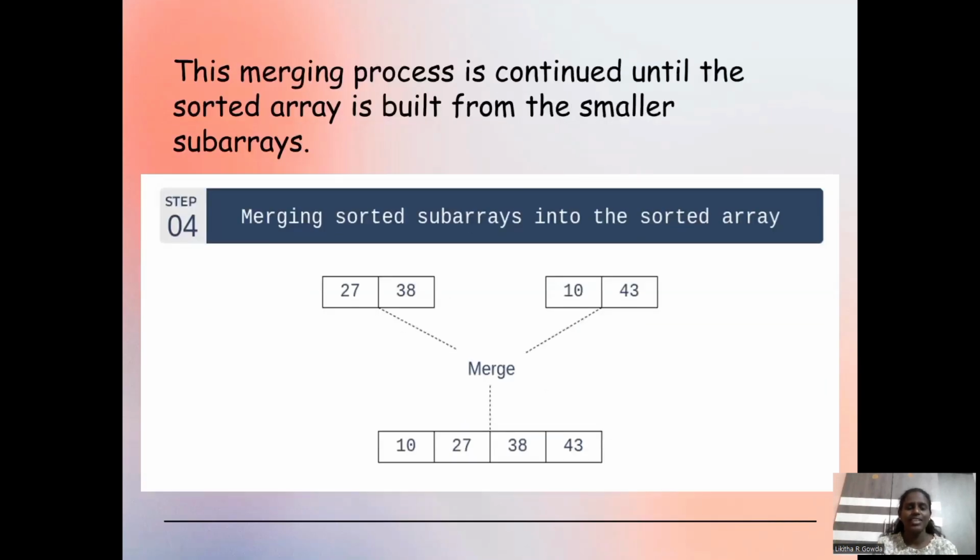Step 4. This merging process is continued until the sorted array is built from the smaller subarrays. Next, here, the 27 and 38 is sorted and 10 and 43 is sorted. And next, we'll merge both together. That is, here 10 comes first, which is smallest, and then 27, and next 38 and 43. And here, the last step, this is the merged one.